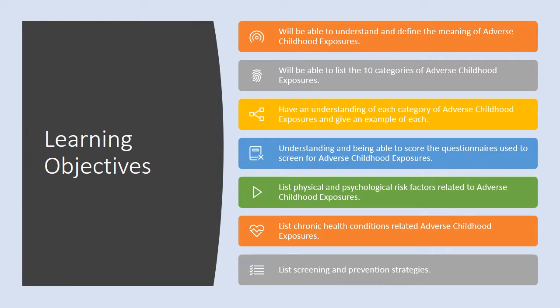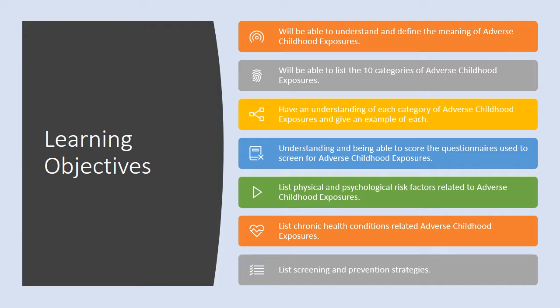The learning objectives for this presentation are as follows. We'll be able to understand and define the meaning of adverse childhood exposures. We'll be able to list the 10 categories of adverse childhood exposures, have an understanding of each category, and give examples of each.